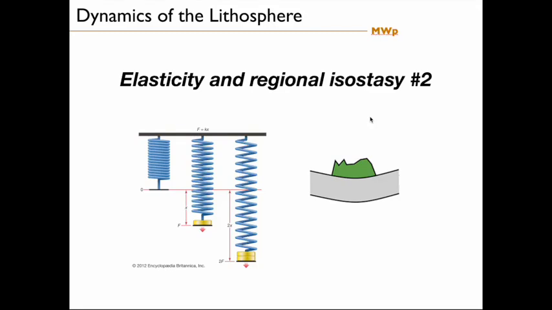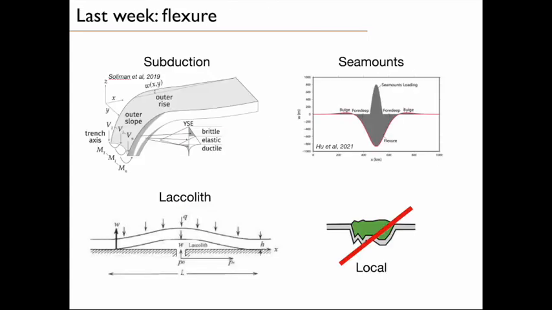Hello everyone, this is the second part of the lecture on elasticity and regional isostasy. So previously we've discussed flexure, and in particular we mentioned some examples where the local isostatic model cannot be applied.